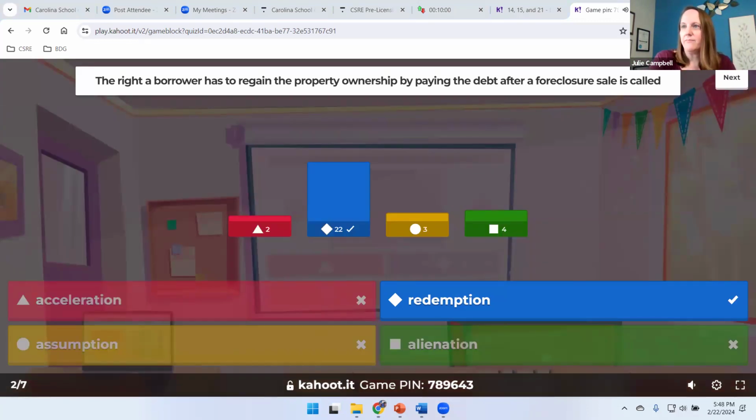Looks like we got through that one. So the right a borrower has to regain the property ownership by paying their debt after the foreclosure sale. This is the redemption period. If you're redeeming yourself, you're saving yourself. So what we're trying to do is save ourselves, redeem ourselves from foreclosure. So the redemption period is the opportunity. Questions on this one?